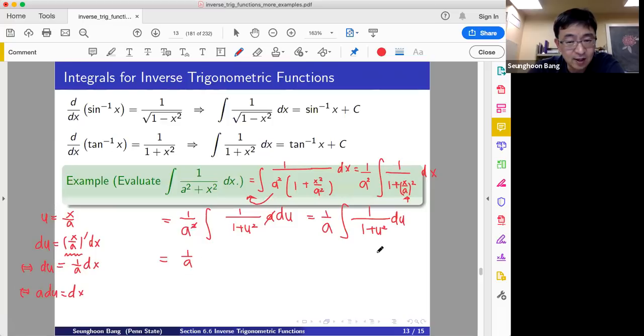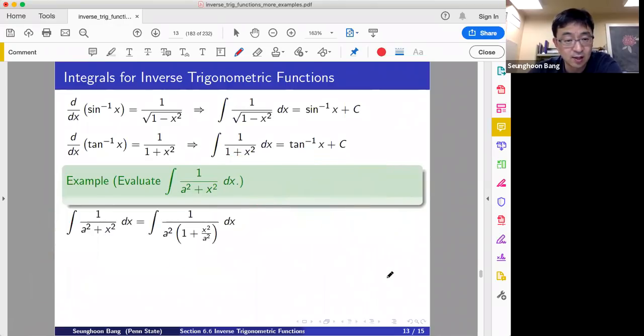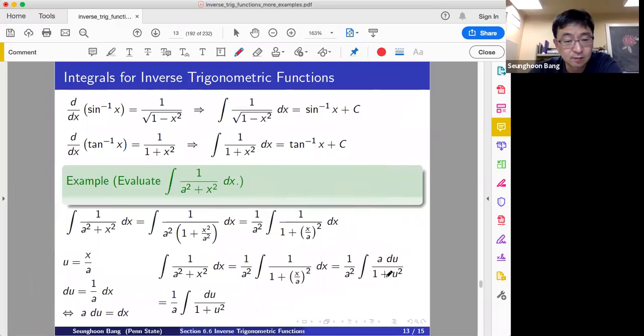This is 1 over a. What's integral 1 over 1 plus u squared? You can use the formula here: inverse tangent of u. You have to change it back; this u value is x over a. The final answer is 1 over a inverse tangent of x over a plus c. We have this new formula, like this. It's a new formula.